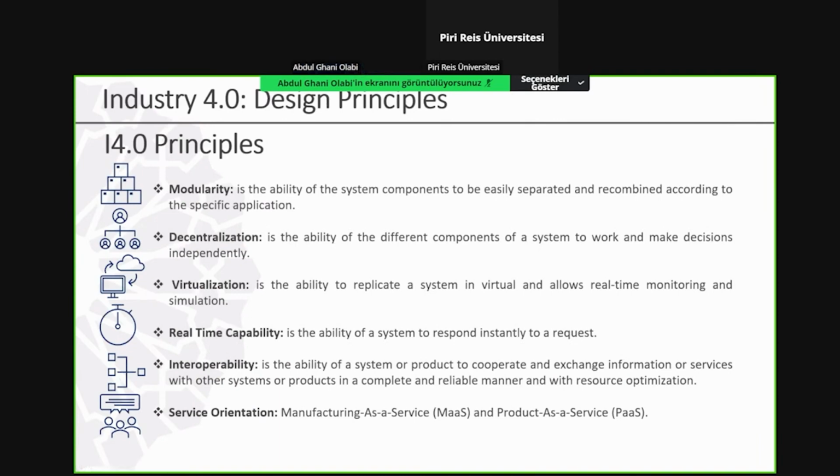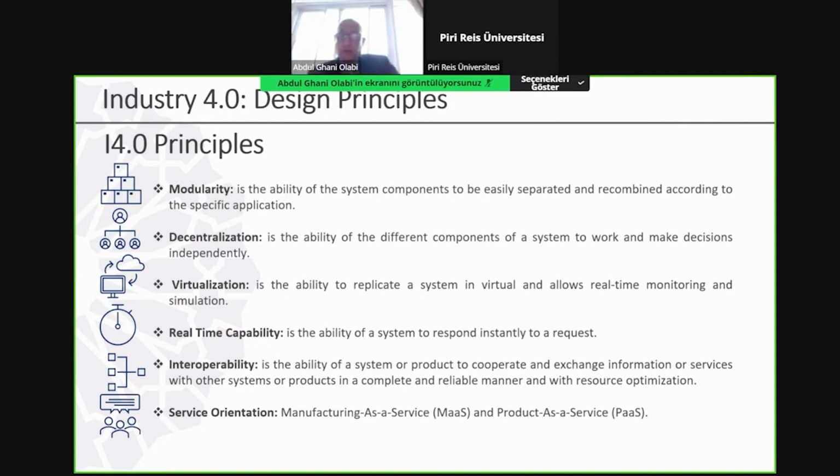So what are the principles of I4? Modularity: the ability of system components to be easily separated and recombined according to a specific application. Decentralization: the ability of different components of a system to work and make decisions independently. And virtualization: the ability to replicate a system virtually and allow real-time monitoring. We will talk a lot about virtualization.